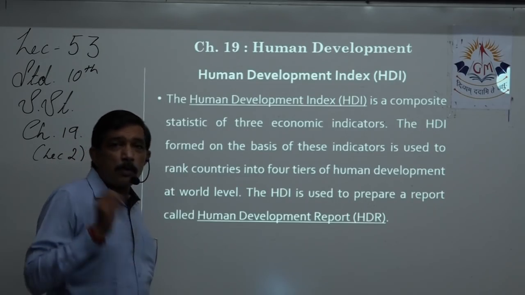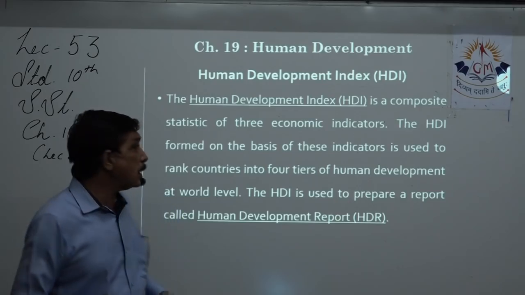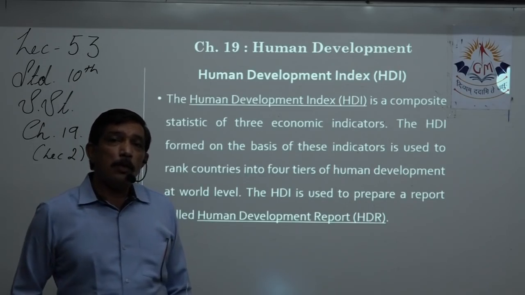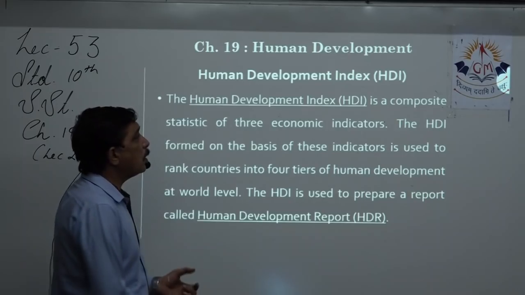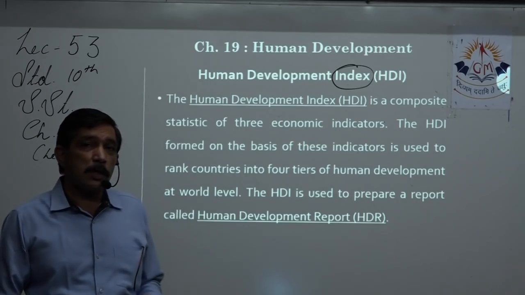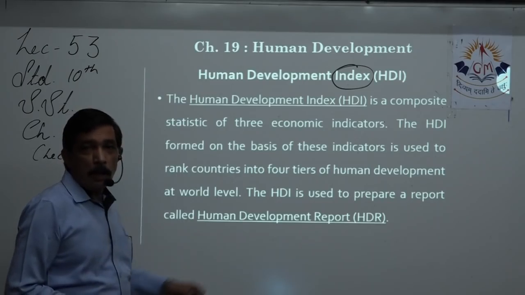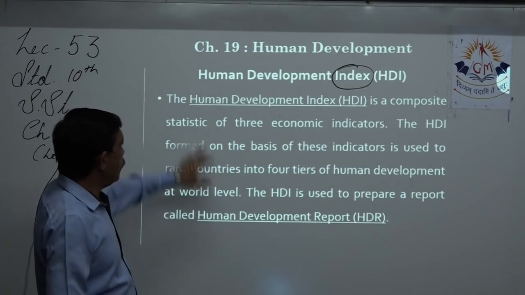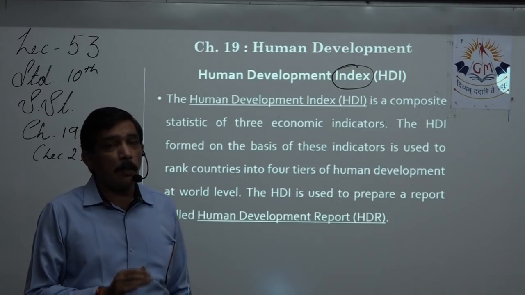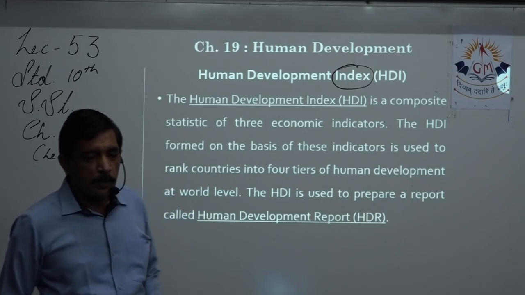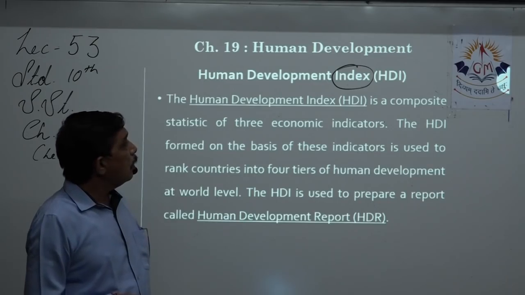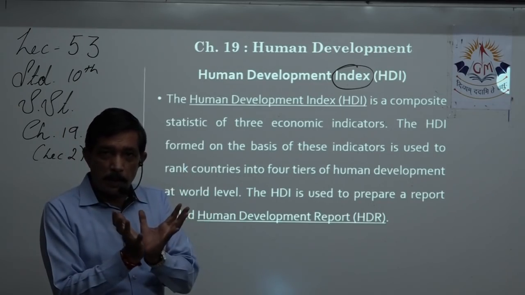Now we come to the most important point on which the whole of this chapter is based, that is HDI, the Human Development Index. Up till now we are very clear with human development. Now the word to understand is index. First we have to understand index, and then we will learn the other things. So let us first just read it and then we'll understand what is index. The Human Development Index, that is HDI, is a composite, matlab sab kuch mila ke hota hai. Statistic means playing with numbers and coming to a conclusion. So it's a composite, मतलब एक साथ इकट्ठा रखने से.